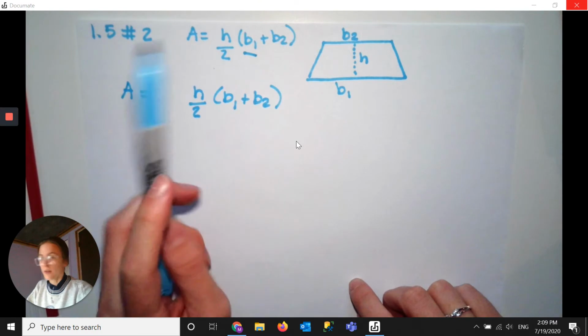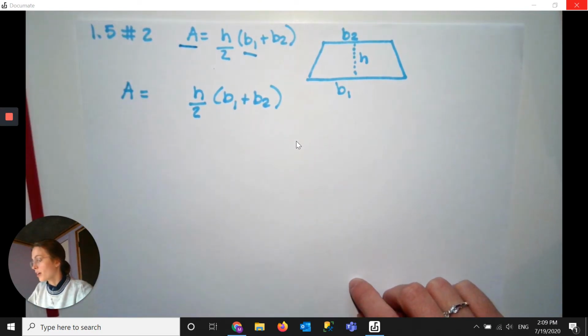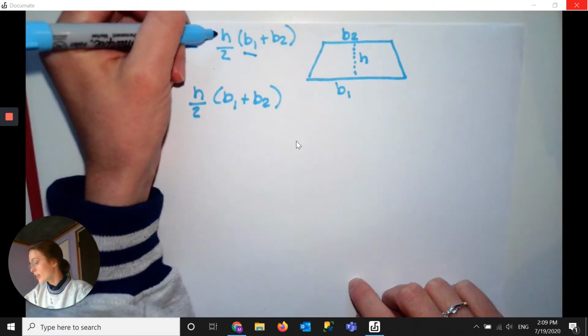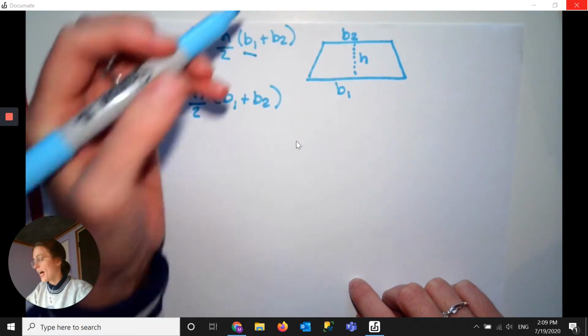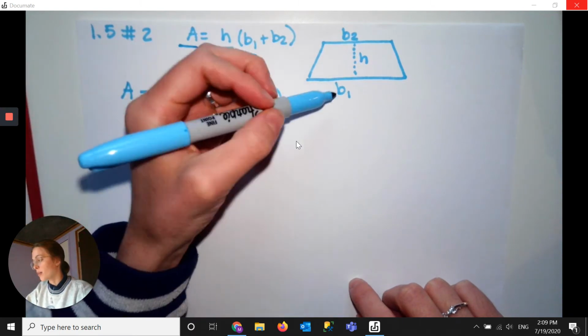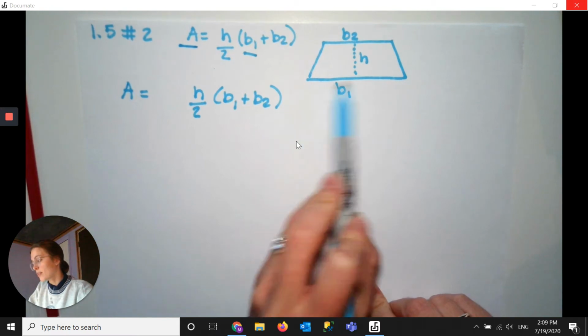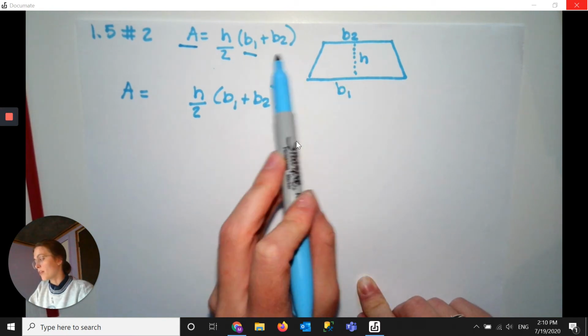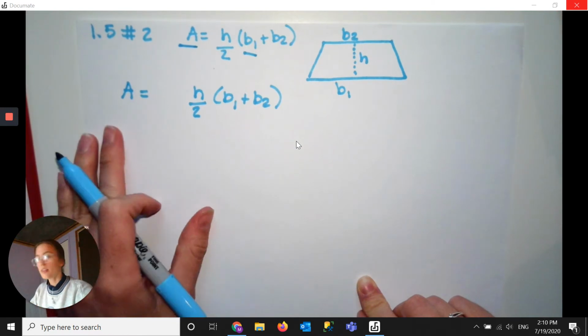of a trapezoid. So we've got A, that's the area of the trapezoid. We've got H, that's the height of the trapezoid, and you can see that right here. We've got B sub 1, which is that first base for the trapezoid, and then we've got B sub 2, which is that top base of the trapezoid. So we'll go ahead and get started.